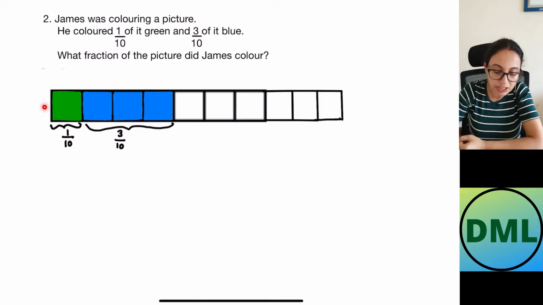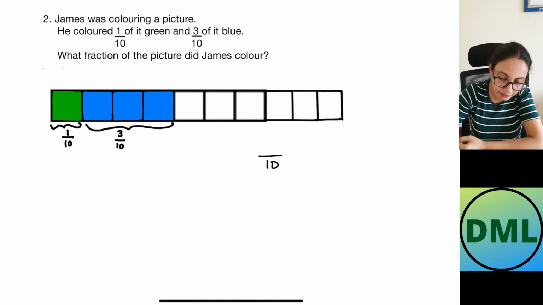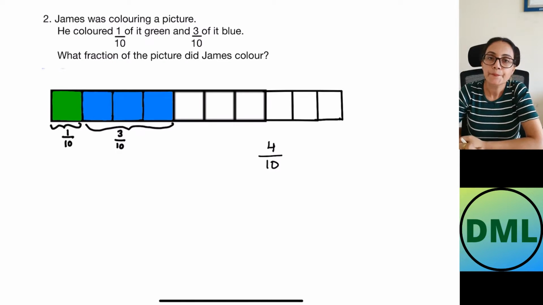So what fraction of the total did he shade? So how many total parts we have? We have 10 total parts. So 10 will be written in the denominator. Now how many total parts are shaded right now? 1, 2, 3, 4 parts are shaded. Shall I write it in the numerator? Yes, right? So I will write down 4 in the numerator. This is my answer. But how did I figure it out?